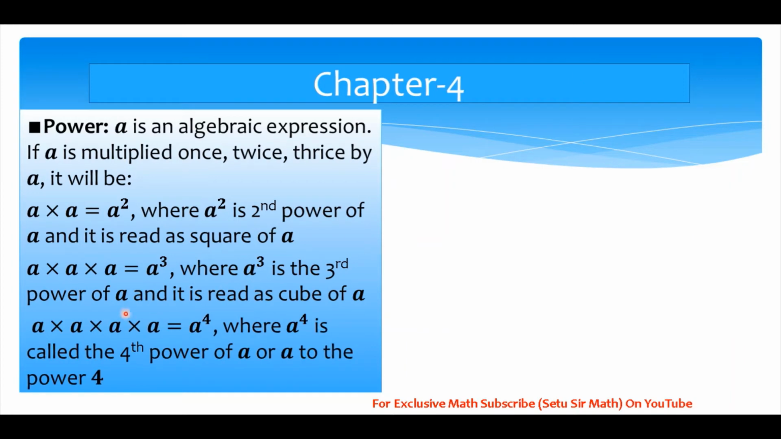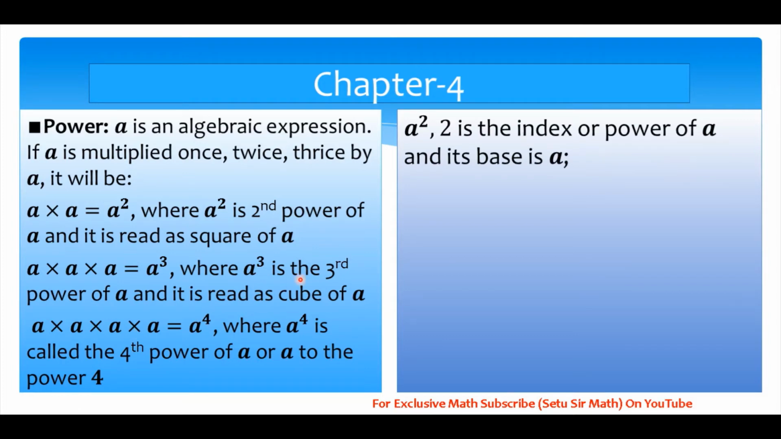A multiplied by A multiplied by A multiplied by A equals A to the power 4, where A to the power 4 is called the fourth power of A. Now you can see a little difference here: A to the power 2 we read as A square, A to the power 3 we read as A cube, and A to the power 4 we read as A to the power 4.